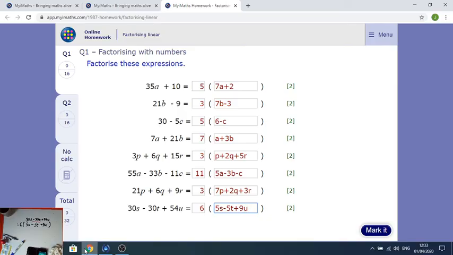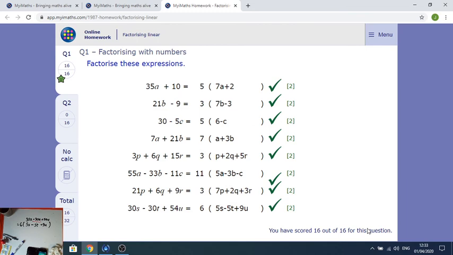So having filled all of those in on iMaths, we now have the exciting bit where we mark it. 16 out of 16, very satisfied.